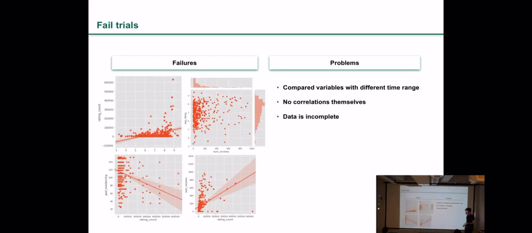And those are the failed trials that I tried with other factors with the paid membership. I also played around with the number of reviews, average rating, and the rating count. This made a little bit of sense: the higher the number of reviews, the higher the average rating could be. The problem is that I made a couple of mistakes, comparing different variables with different time ranges. There are also some data that just have no correlation, and my data is incomplete.